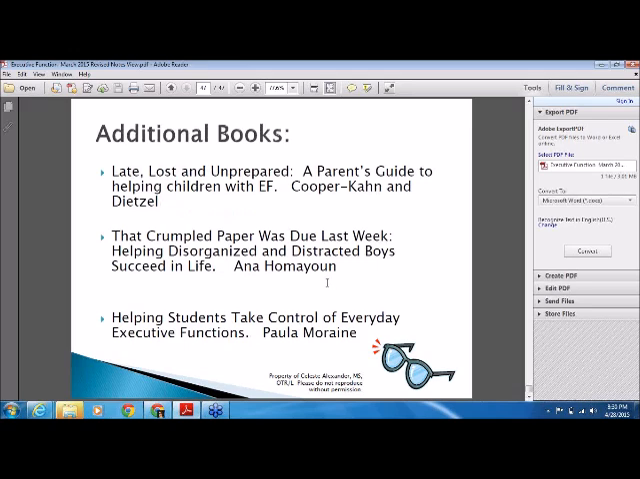So that's the bulk of the content, and there's so much more, y'all. I could talk for 3 days on this topic, and it's fun, and I enjoy it, and you really can see nice gains. But these are additional books.